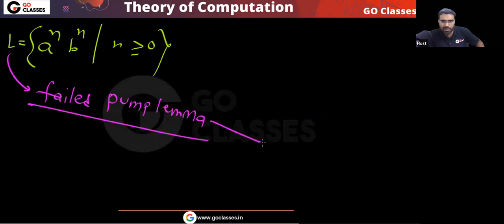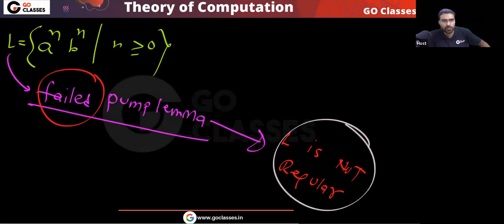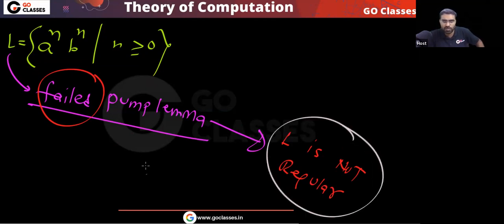If it has failed the pumping lemma, what I can guarantee is that it is definitely not regular. Yes or no? Agree? This language has failed the pumping lemma, so this L is definitely not regular. Okay. Is this point clear? So this is the proof. This is called a proof. We have proved it. Let me know. Simple, right?